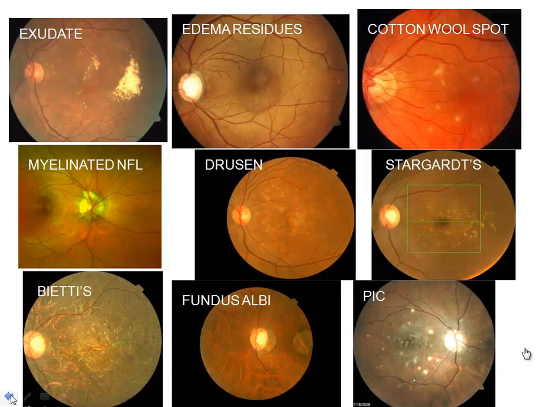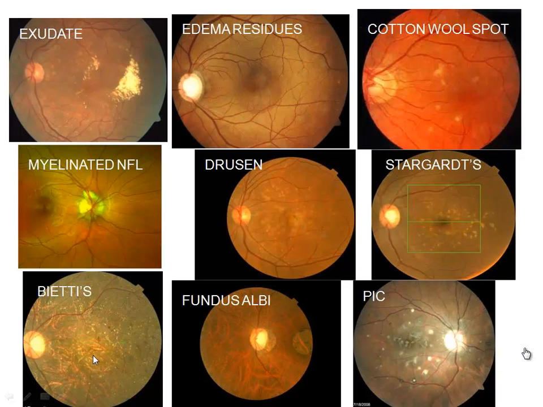Okay, what do we have here? Well, we have a patient. We have a whole series of patients with funny dots. This is the differential diagnosis of white dots and spots. So we have some exudates. We have some cotton wool spots over here. We have edema residues here, if you blow that up, which you can actually see little tiny dots. We have drusen, which are very common, Stargardt's disease. We have punctate inner choroidopathy, fundus albipunctatus, and Bietti's. Some of these are common, some of these are rare.